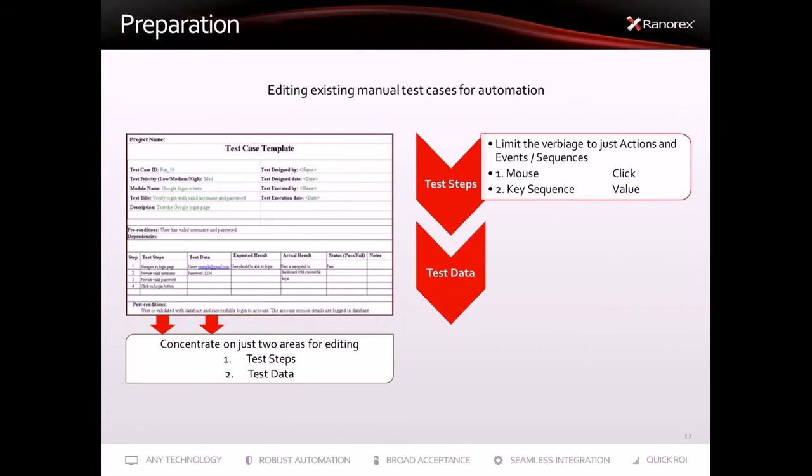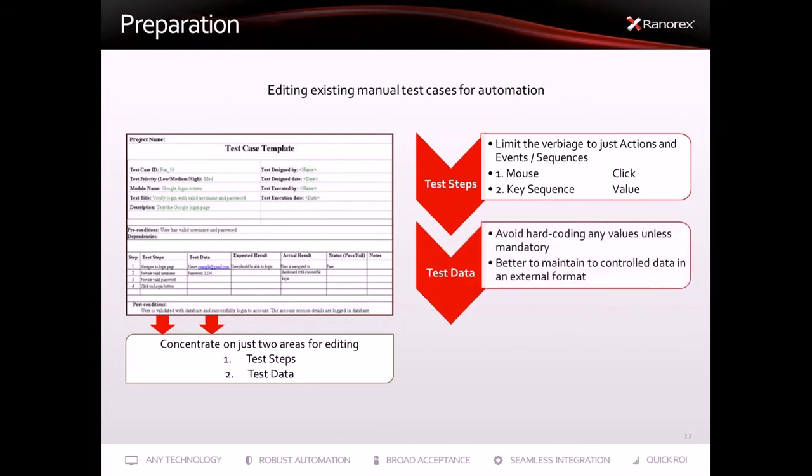The test data: avoid hard-coding any values unless absolutely mandatory. Have it all data-driven where you can make sure you can maintain that. But in some cases, it is better to have your test data hard-coded. Again, it's better to control it in an external format. Why I said those two fields are the only important ones: the expected results, the actual results, the status, not important for your test case template on what you need to edit.